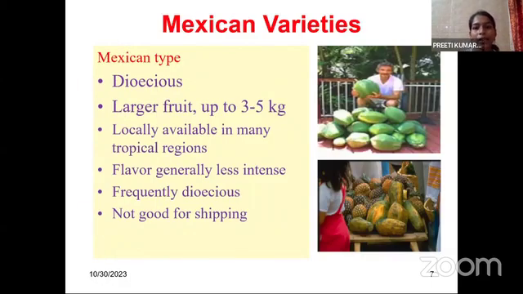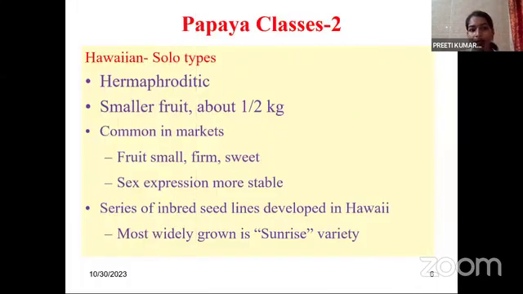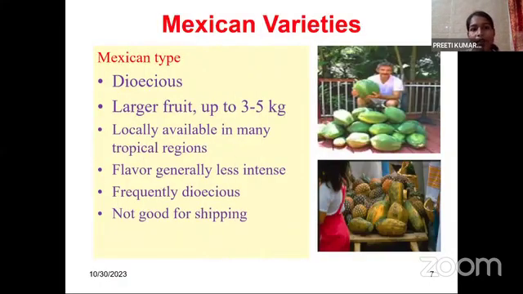Then we come to the Mexican variety. Mexican type is also dioecious, but it has a large fruit. In Hawaiian, we have seen that it is a smaller fruit, but in Mexican type, it is a larger fruit. And yes, if it is larger, the weight will also be more, and it goes up to 3 to 5 kg. It is locally available in the market in the tropical regions basically.